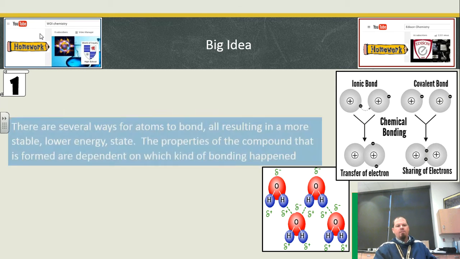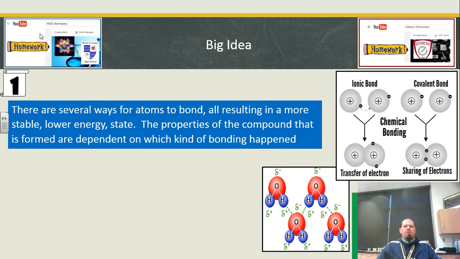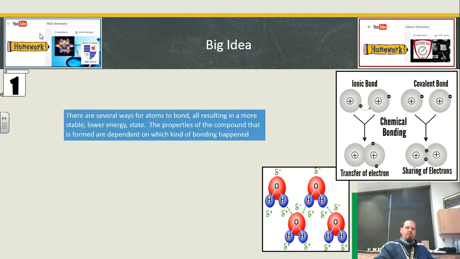So big idea for the entire unit: there are several ways for atoms to bond. This all results in a more stable, lower energy state. That's why they do it. Nature wants more stability. It wants to go towards stable. The properties of the compound that is formed are dependent on which kind of those three bonds happen. So there's three different major kinds. We're going to look at all three, and we're going to focus heavily on two.